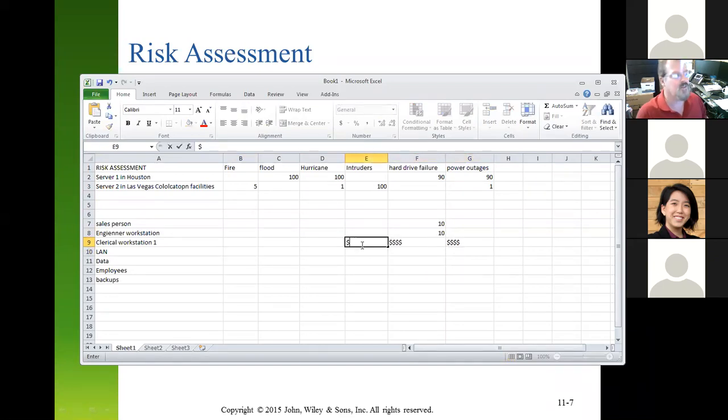Where should you spend your money? You want to look at things that are 100 and 80. Those are the things where you might spend the most money, but you need to pay the most attention to. Anything that's a 1 or a 5 or a 10, you might want to mitigate, not with a lot of money, but maybe a little money or no money at all.